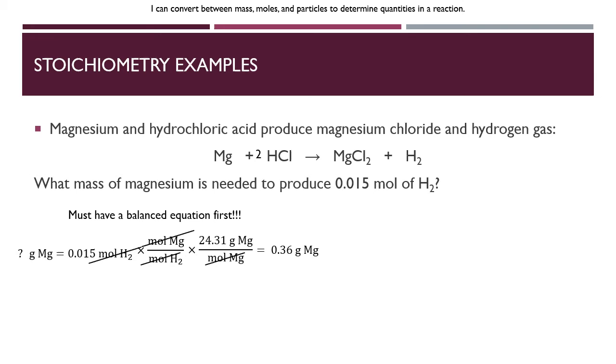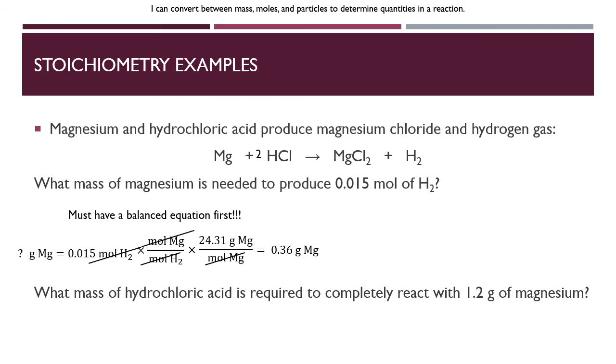And again, recognize your sig figs. These 1s here are exact. It's exactly 1 mole of magnesium for 1 mole of hydrogen. So those don't limit our sig figs. In this case, the 0.015 moles of hydrogen has 2 sig figs, so our answer has 2 sig figs.